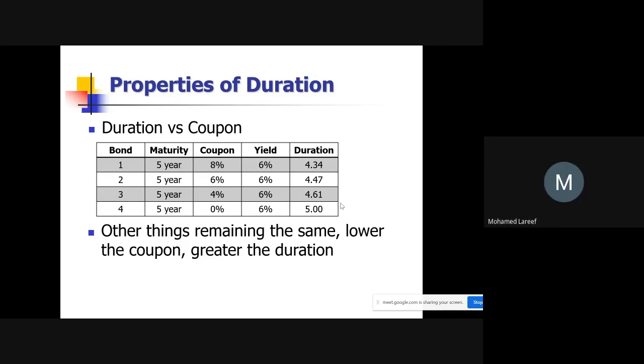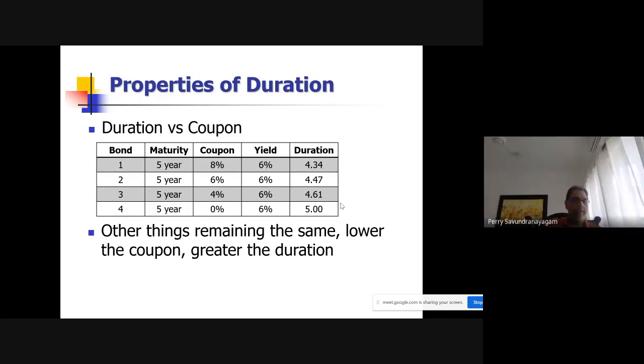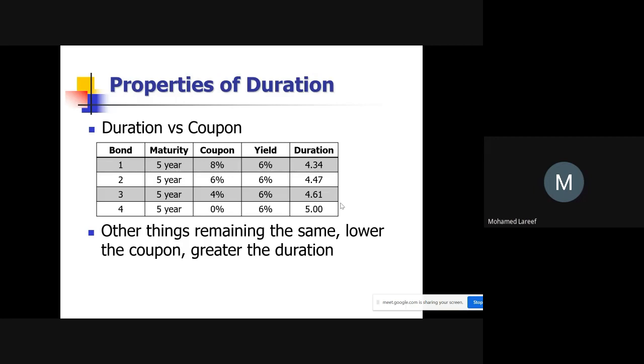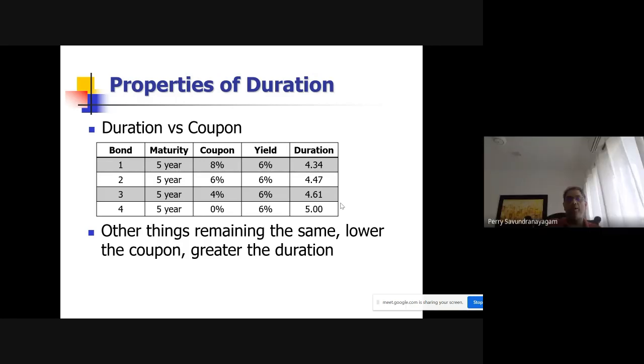Because all other... Sorry? The maturity is the same. The maturity period is the same, okay, and it's bought at a par value. Okay, fine. Those who said number 1, why do you say number 1?